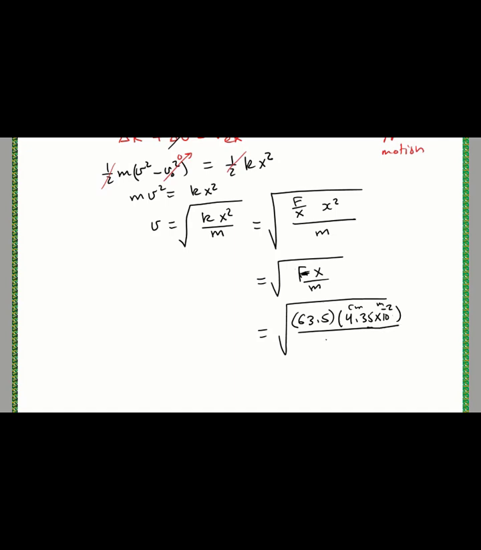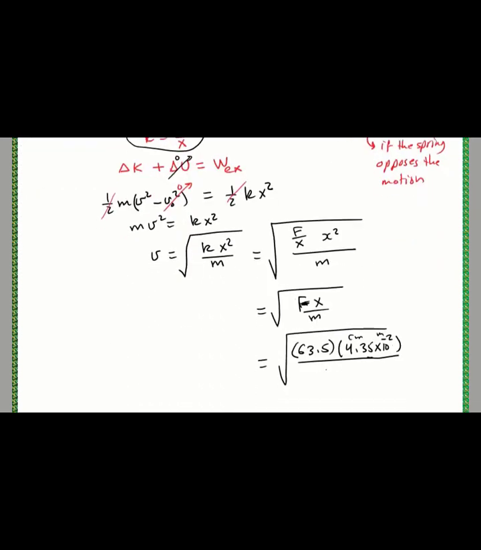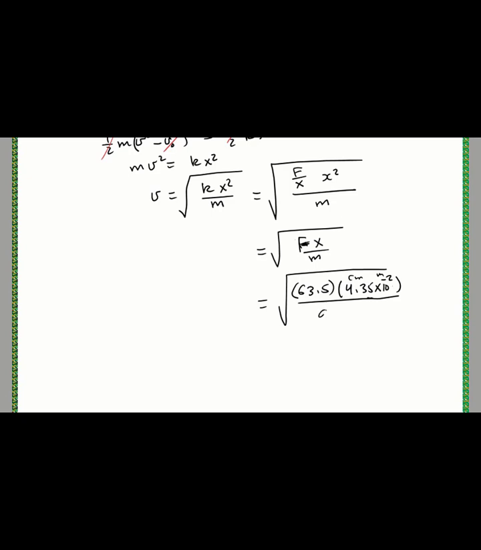The mass of the ball is 0.075. Yes, 0.075. Do the calculation and give my answer. The answer is 6.07 meter per second, and that's it.